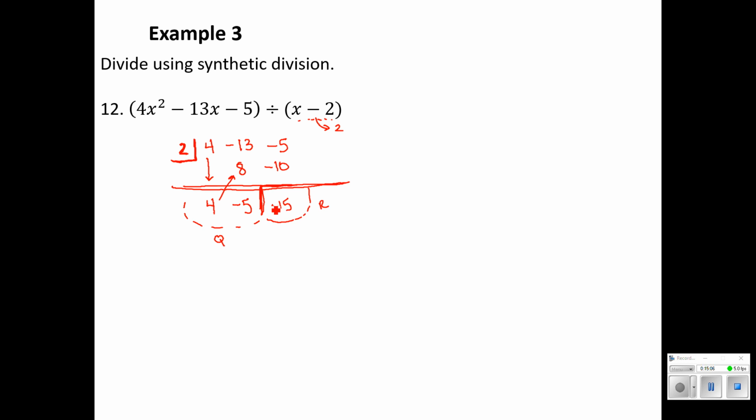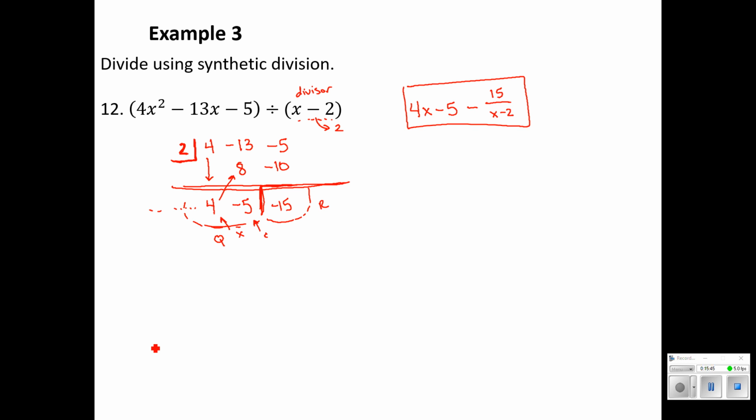So this is my remainder, so that ends up going over the divisor of x minus 2. And this 4 and negative 5, this is a constant. This would be my x term, and if I had more numbers going this way, I would have x squared, then x cubed, then x to the 4th, and so on. So the answer, looking down here in this quotient part, I've got 4x minus 5, and then negative 15 over x minus 2. Okay, that is our solution.